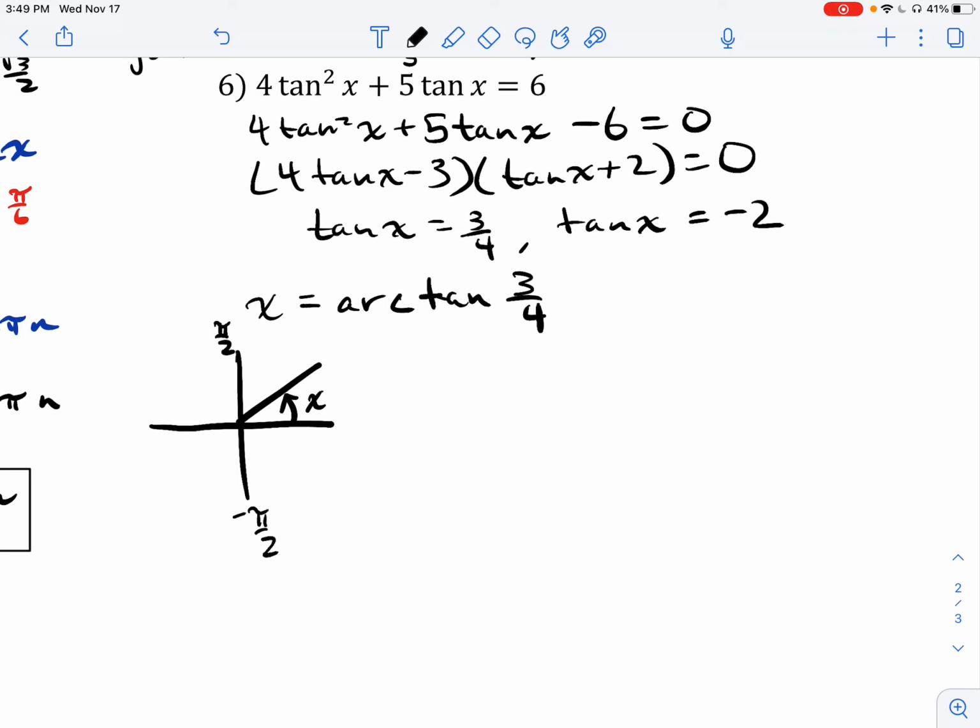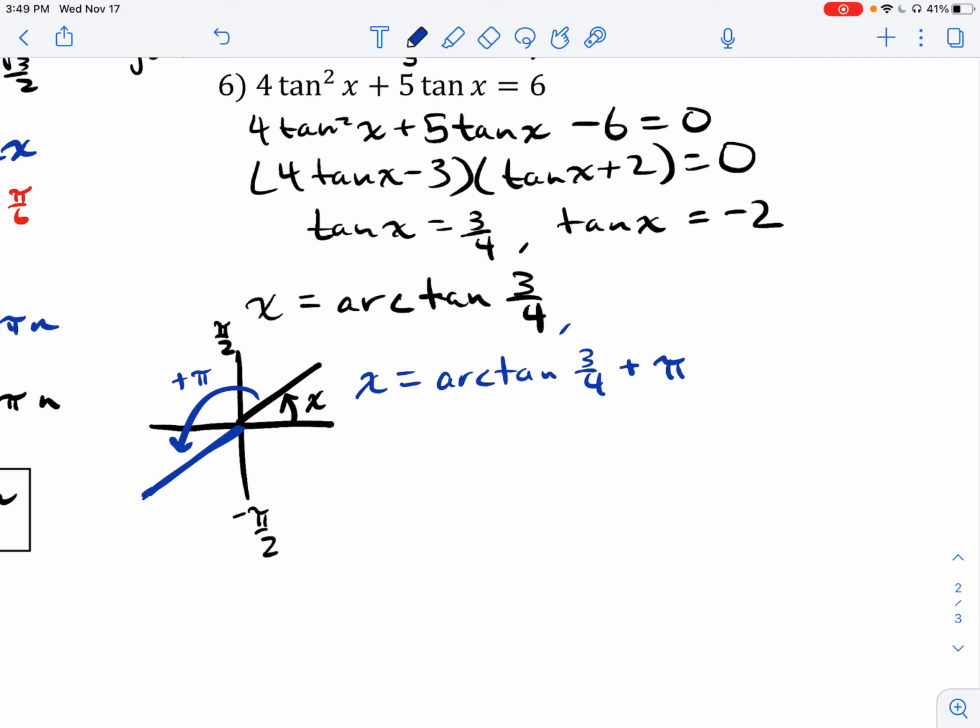Now ask yourself, where else would the tangent of my angle give us a positive output of 3 over 4? And it would have to be in quadrant 3. Tangent is positive in quadrant 3. Well, how can I express this angle here, this mystery angle here, in terms of x? Well, it's just pi radians away. So the second angle I could write is x is equal to arctangent of 3 over 4 plus pi radians.